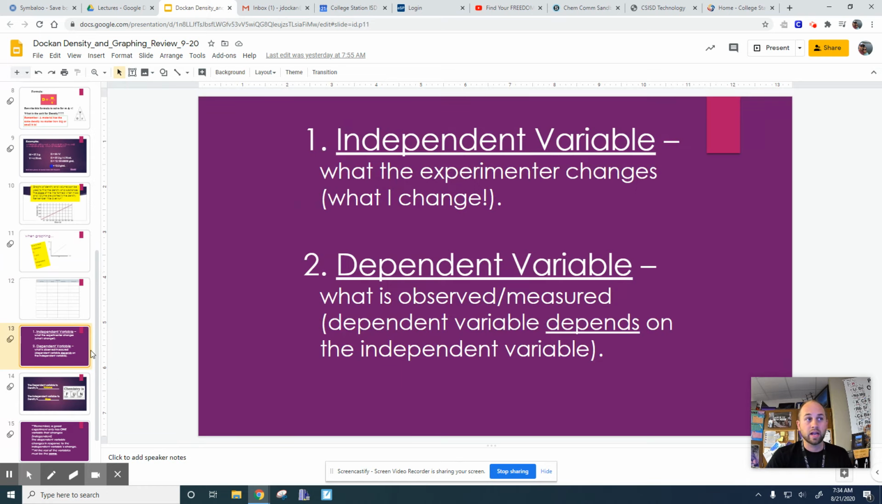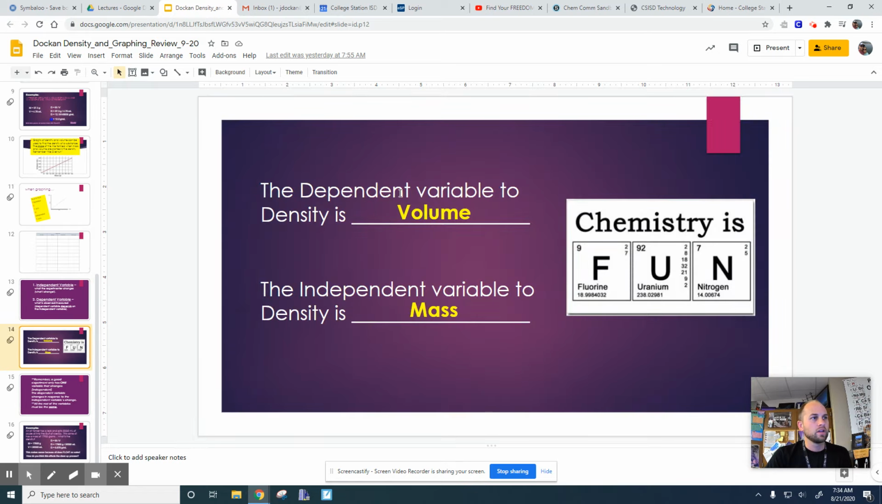Two types of variables that we can have: independent and dependent. The independent variable is what you change in the experiment. The dependent variable depends on the independent variable. So the independent is what you change in lab, and the dependent is what changes because of what you changed. So in density, the dependent variable would be volume. Volume is going to depend on how much mass you have. If you have more mass, the volume is going to get bigger. The independent variable is mass. Again, if you change the amount of mass you have, the volume is going to change with it.